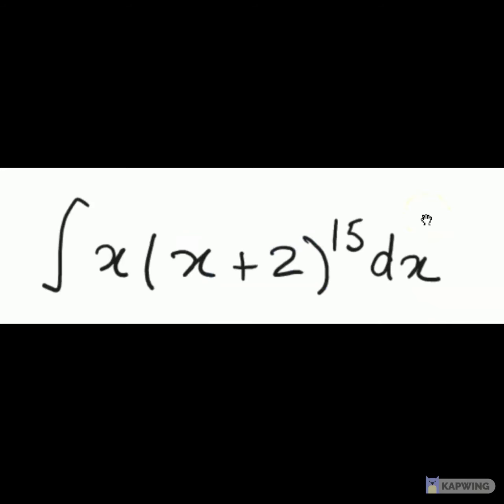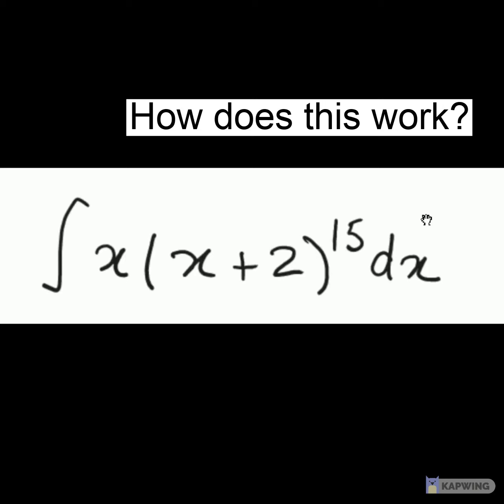Suppose we are asked to integrate x multiplied by (x plus 2) raised to the power 15 dx. Do we necessarily have to use the binomial theorem here and expand (x plus 2) raised to the power 15? Or a more crude and brutal way, do we expand (x plus 2) 15 times? Isn't there a smarter and easier way to do the same operation? And the simple answer is yes.